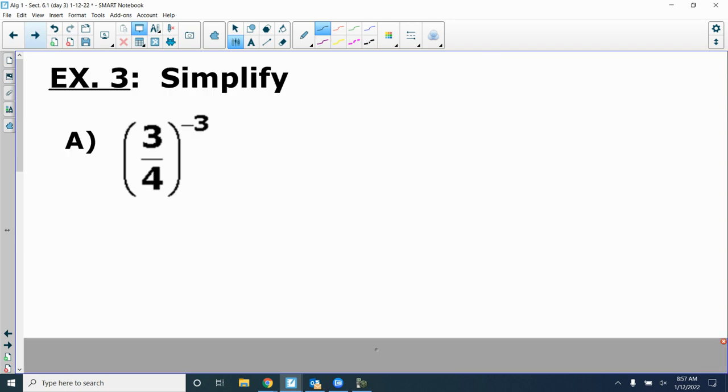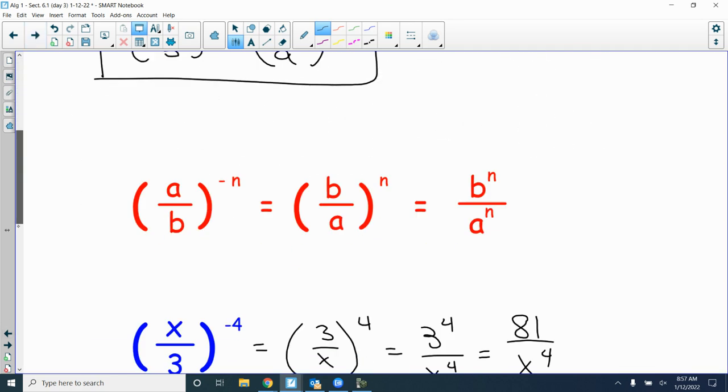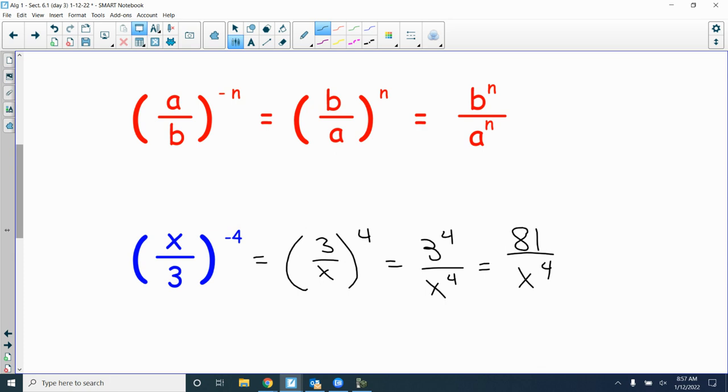Okay. Now we got a couple cases here. 3 over 4 to the negative third. Rylan, what do you think that's going to, first step? 3 to the power of -3 and then 4 to the power of -3. That will work, but look what we just did. What did our rule just tell us to do? If I got a fraction to a negative power, what can I do on the inside? Switch it, and then what happens to the power?